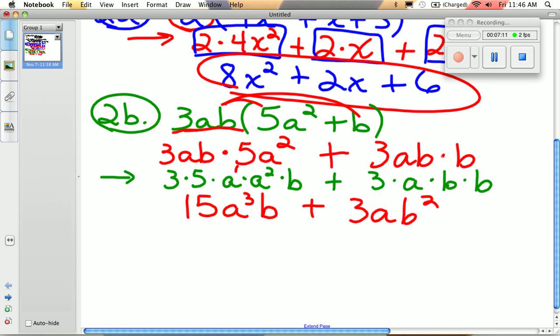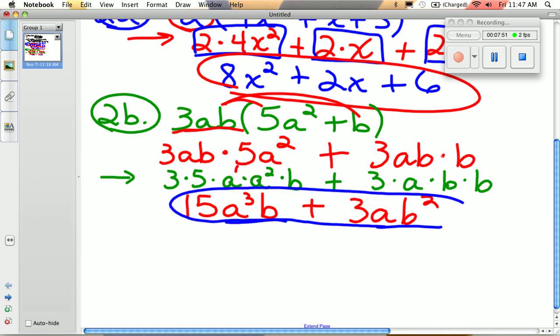Okay, now let's look. Do you think those are like terms? Can they be combined? How do we know they're like terms? They've got to have the same exponents on the same variables. So if this one had a cubed on the A and didn't have a squared on the B, would they be like terms then? In other words, these parts have to match exactly. They have to be identical twins. If they're not like terms, we would stop right here and say this is our answer, because there's no cleaning up to do either.